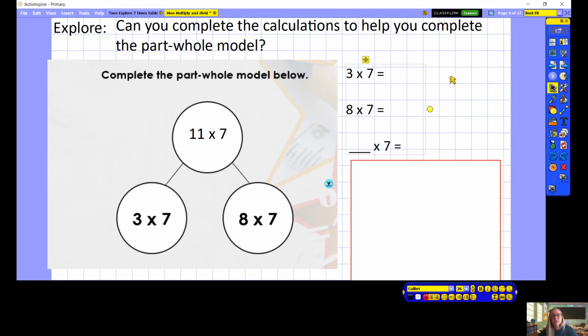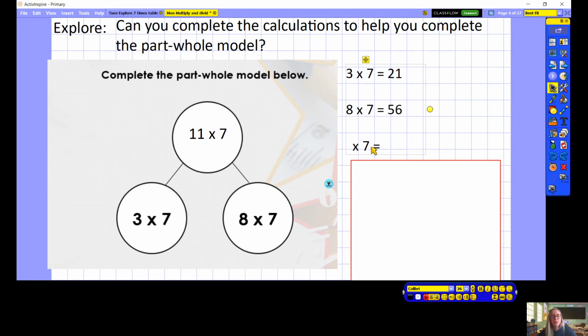So 3 groups of 7, so 3 times 7, if I count in 7s, 7, 14, 21, so 3 groups of 7 is equal to 21. 8 groups of 7, so I can count 8 7s: 7, 14, 21, 28, 35, 42, 49, 56. So 8 groups of 7 equals 56.